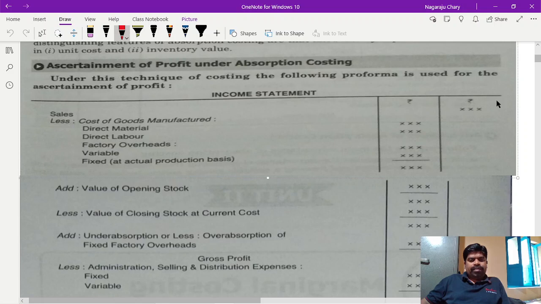Under the income statement, this is a vertical format. Sales we have to take first. After that, whatever the cost of goods sold is, that is to be deducted from these sales. In cost of goods sold, we have direct materials, labor, factory overheads, and if we have any other expenditure on a production basis, this expenditure comes under cost of goods sold. The cost of goods sold is to be deducted from sales.